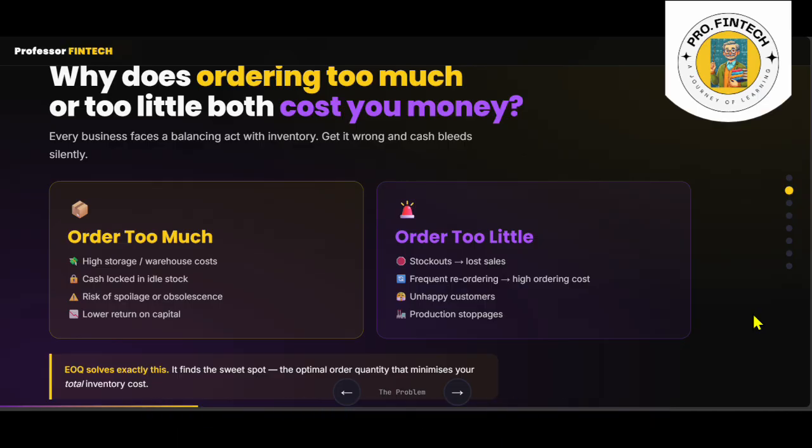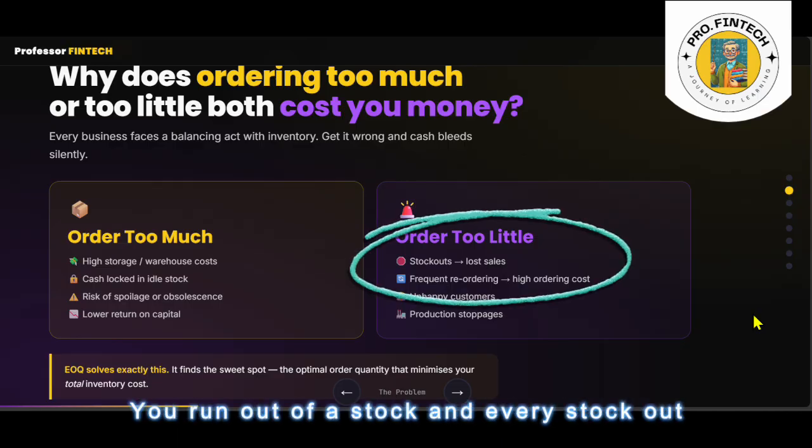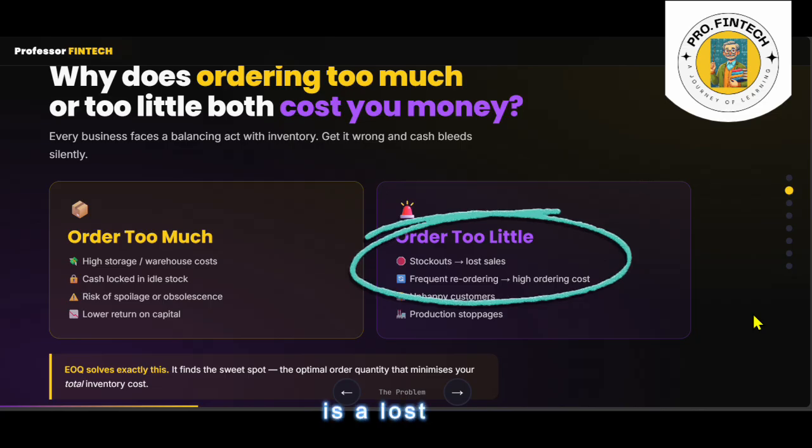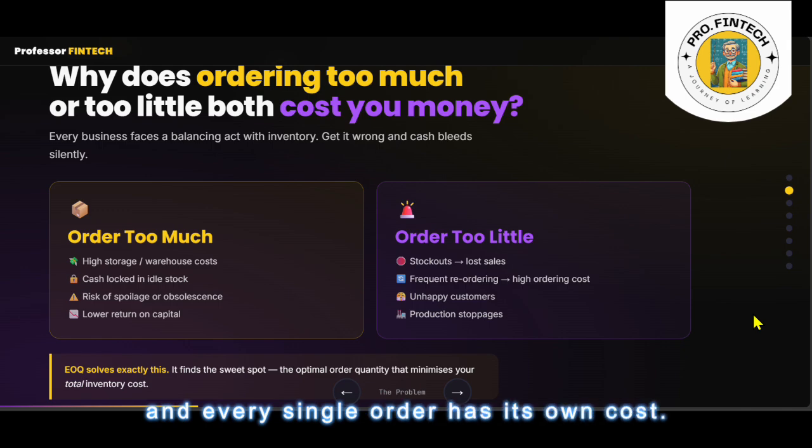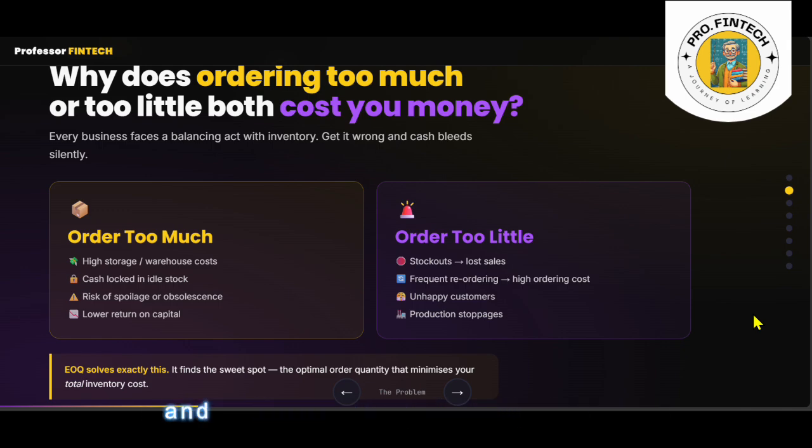Now the right card, order too little. You run out of stock, and every stockout is a lost sale walking out the door. You end up reordering constantly, and every single order has its own cost. Customers get annoyed, and in manufacturing, production can literally stop.